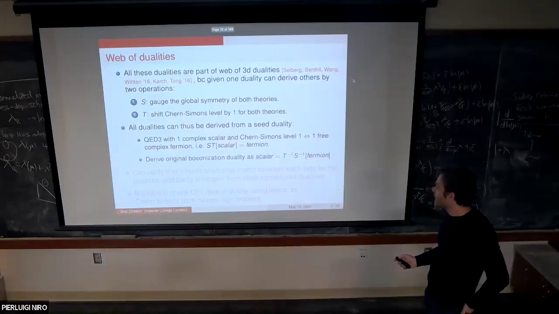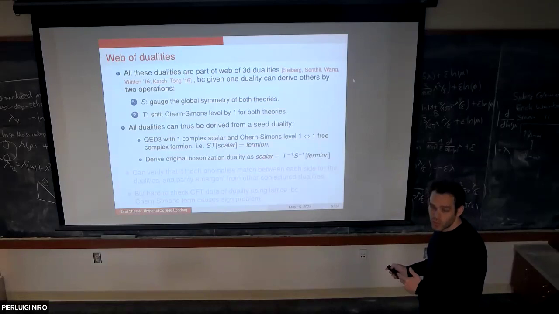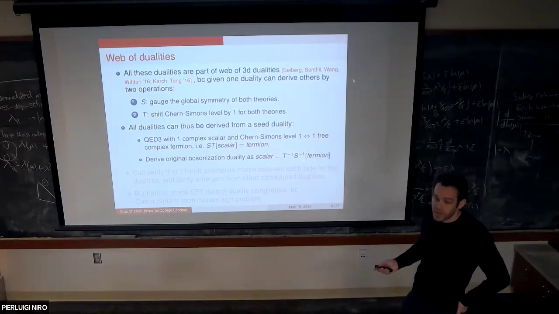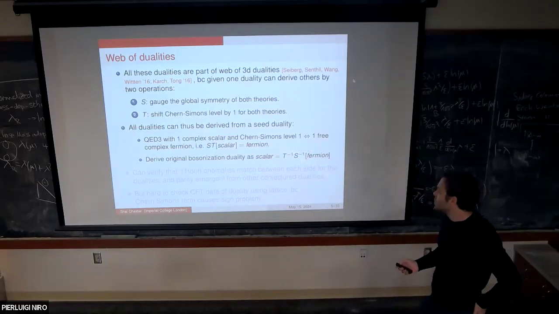And so to derive a new duality, let's act with S inverse and T inverse on both sides. So now on the left-hand side, we have scalar, which actually denotes Wilson-Fisher scalar. And then this is supposed to be dual to fermion, which we have now gauged and shifted the Chern-Simons level. And so this is the duality we described in the previous slide, which was QED3 with one complex fermion and Chern-Simons level -1/2 is dual to Wilson-Fisher. So this is an example of how you can derive one duality from the other.